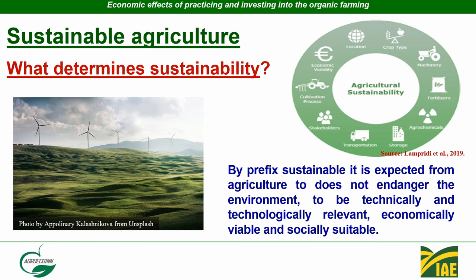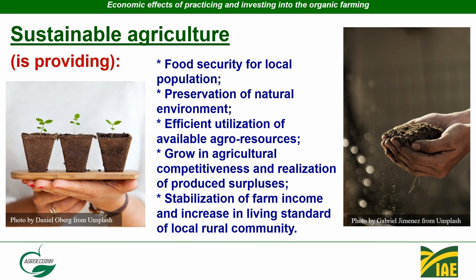With the above taken into account, an appropriate definition for sustainable development could be a management and conservation of natural resources with their technological and administrative modifications towards ensuring and permanently serving the needs of current and future generations. In short, it should not endanger the environment, while it should be technically and technologically relevant, economically viable, and socially suitable. In view of the global agriculture, sustainability is introduced through the integrated system of activities and procedures primarily related to crop and animal production conducted in wider rural area.